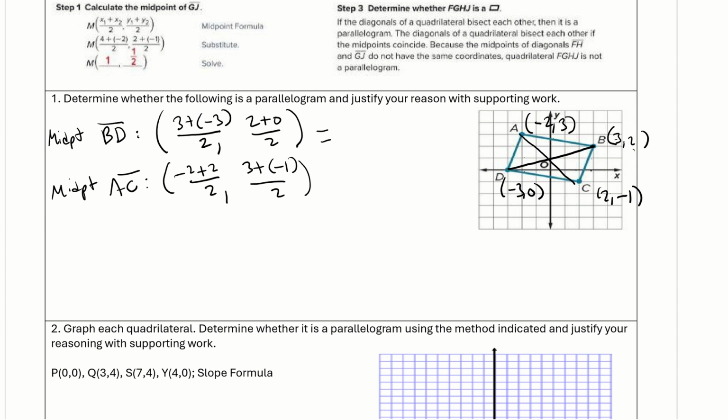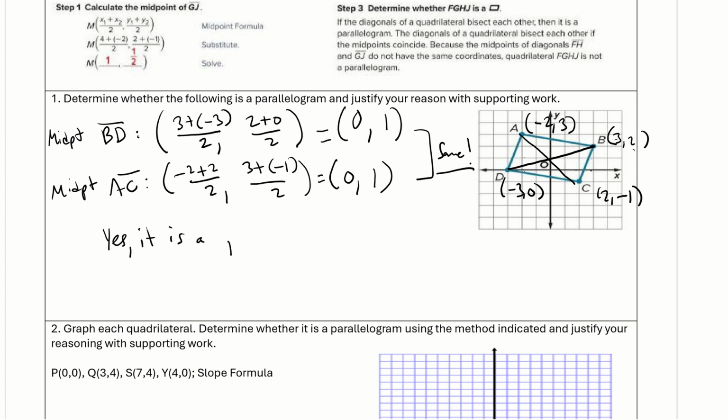So 3 plus -3 is 0. 0 divided by 2 is 0. And then 2 plus 0 is 2, divided by 2 is 1. And then this is also going to be 0. And then 3 minus 1 is 2. 2 divided by 2 is 1. So they're the same, right? And therefore, you have to have a parallelogram. So yes, it is a parallelogram.